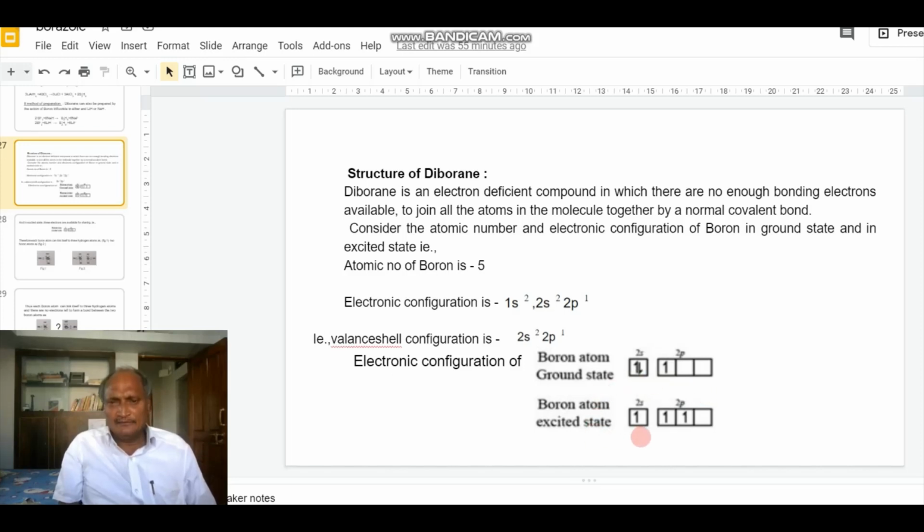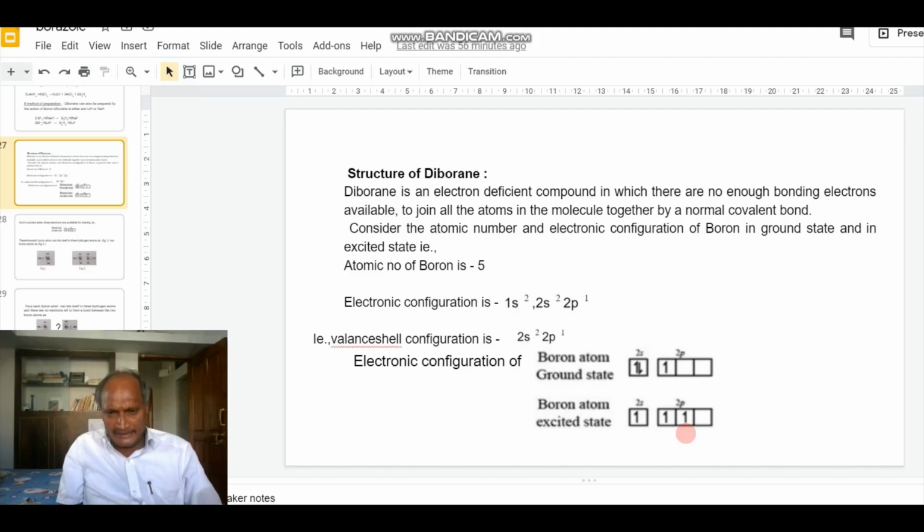But in diborane, one boron atom is linked with 3 hydrogen atoms. That's why we have to consider the excited state configuration of boron. That is, boron atom is taken in the first excited state. In the first excited state, an electron belonging to the 2s subshell is excited to the 2py subshell, indicating 3 half-filled atomic orbitals or 3 unpaired electrons which can make a bond with 3 different hydrogen atoms.